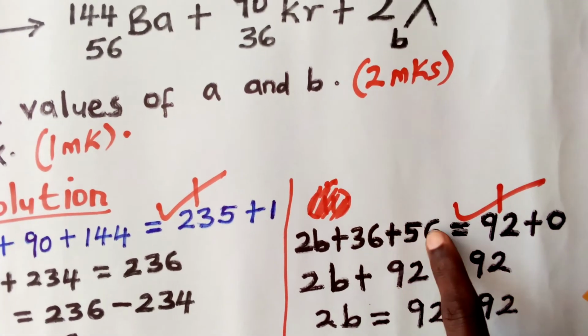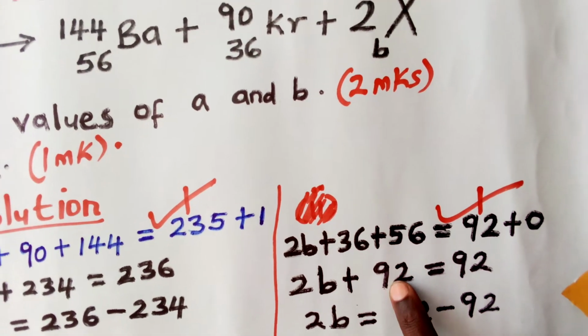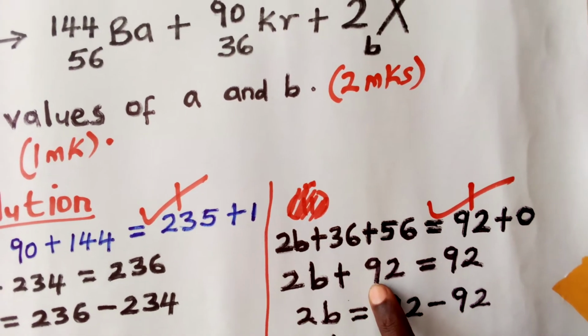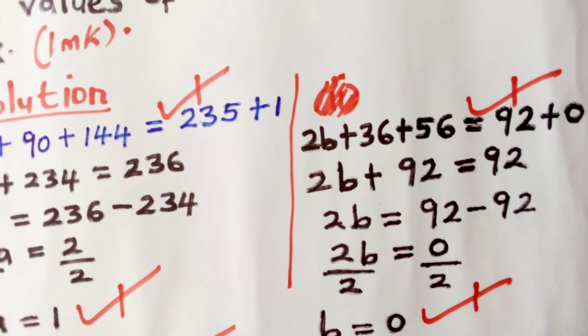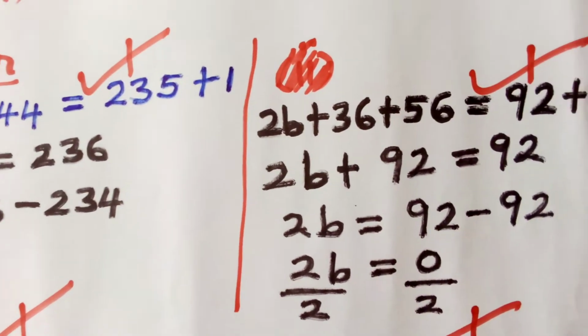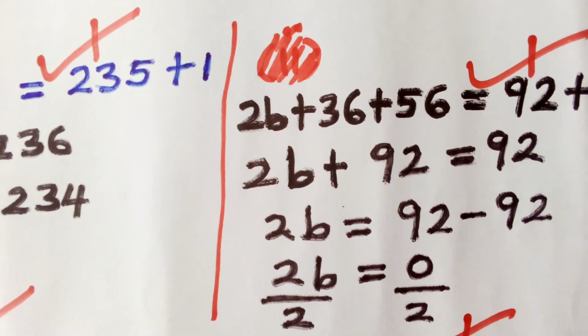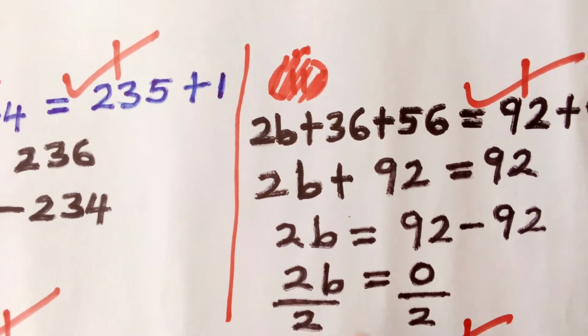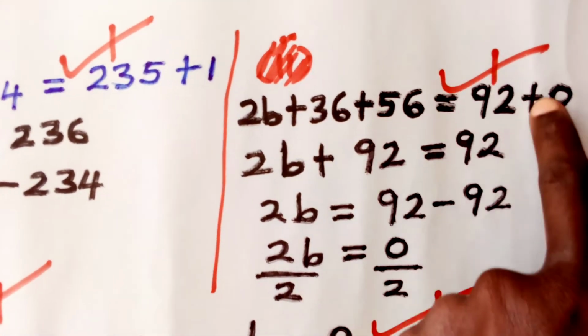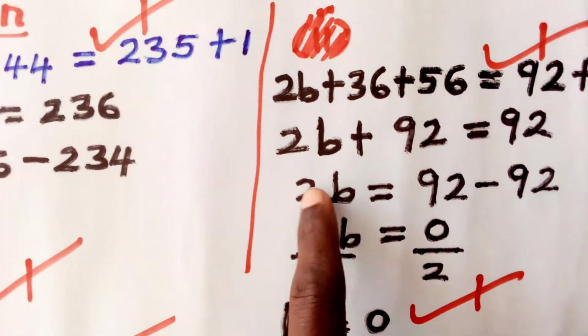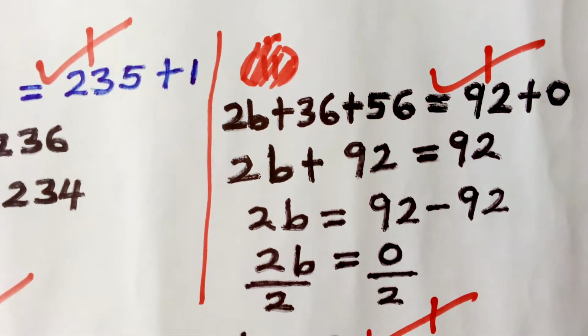Now, when you add this 36 plus 56, you get 92. So 2b plus 92. When you add 92 plus 0, you also get 92. So 2b plus 92 is equal to 92. Then you collect the like terms. You make this 92 cross. Here it is having a plus sign. When it crosses, it becomes minus. So you end up with 2b is equal to 92 minus 92.